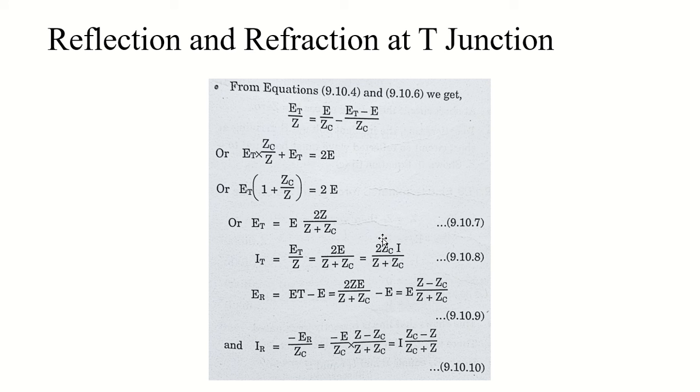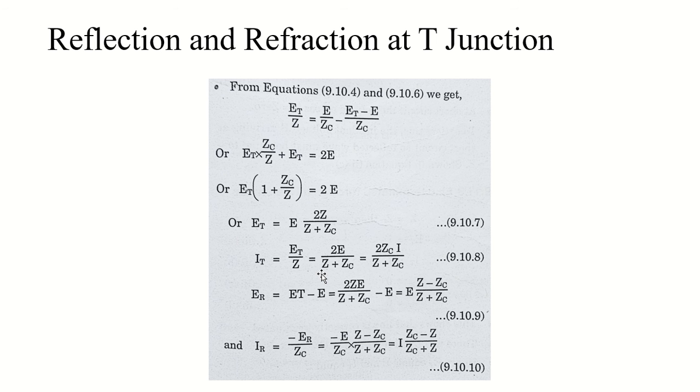Then IT will be equal to ET divided by Z, right? Now you know the value of ET, so just substitute the value of ET and then divide the whole term by Z. Now you already have Z in the value of your ET, so it will get cancelled, and what you will have is 2E divided by Z plus ZC, right? You can write 2E divided by Z plus ZC.